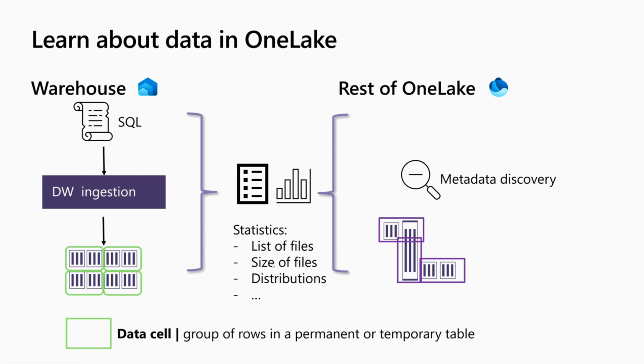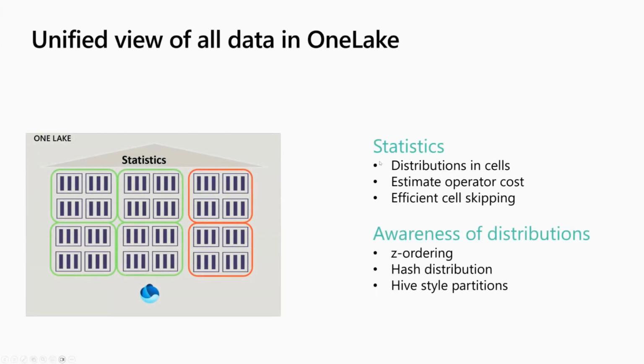This set of statistics, this deep knowledge of how data is laid out, is critical in order to give us good performance. And once we do this, either metadata discovery over lakehouses or ingestion and tracking of distribution in the warehouse, we have a unified view of all the data in the lake. We have statistics. We can estimate the cost of performing different operations on top of these data cells. We can do efficient cell skipping if we know, for instance, as I was telling you, that Seattle is on the left and Paris is on the right.